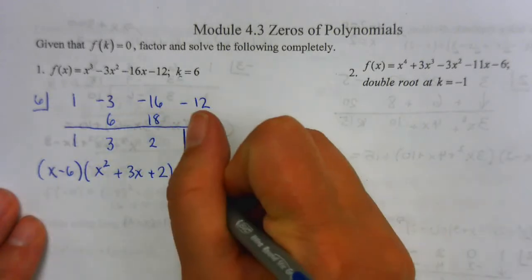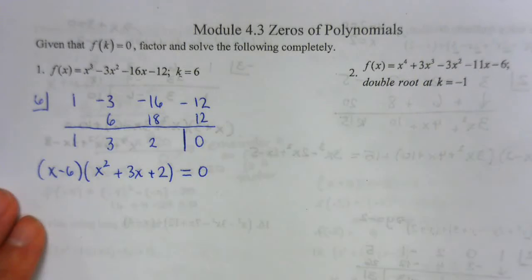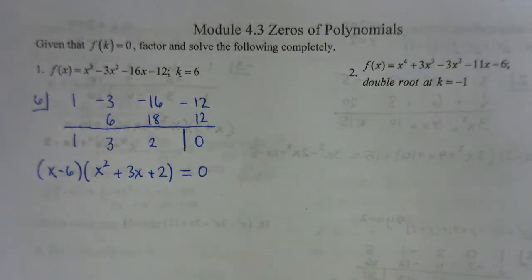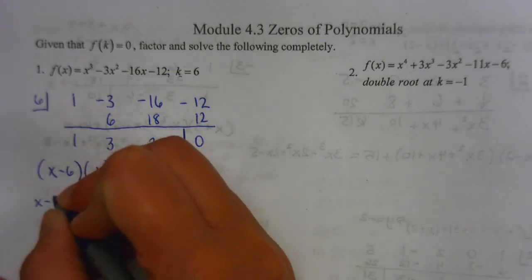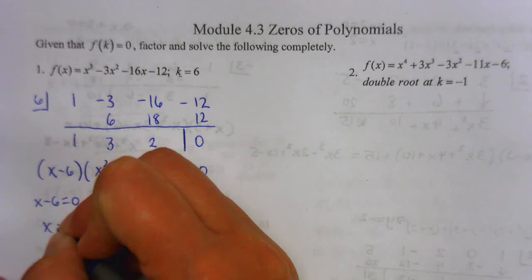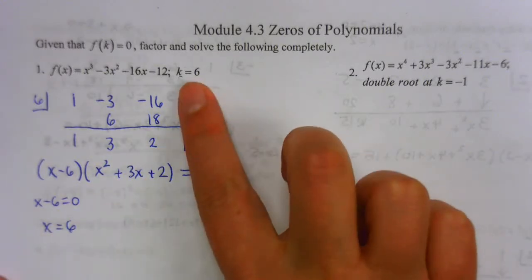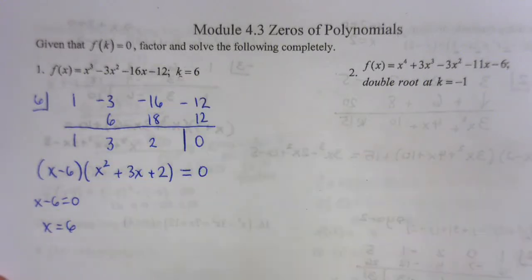We're going to set this equal to 0 because we are trying to find the zeros of the polynomial. I already know that one of them is x minus 6 equals 0, so I can solve that one. We already know that it's 6. It matches up with what we divided by originally.